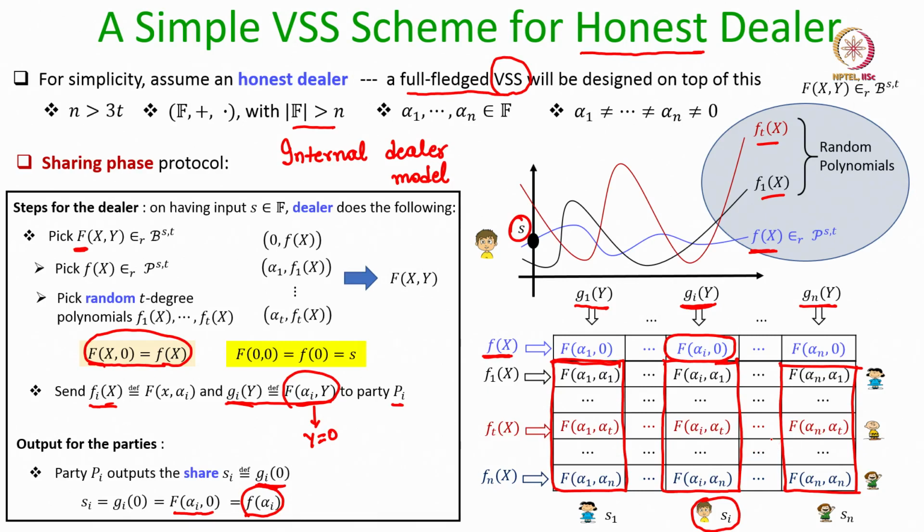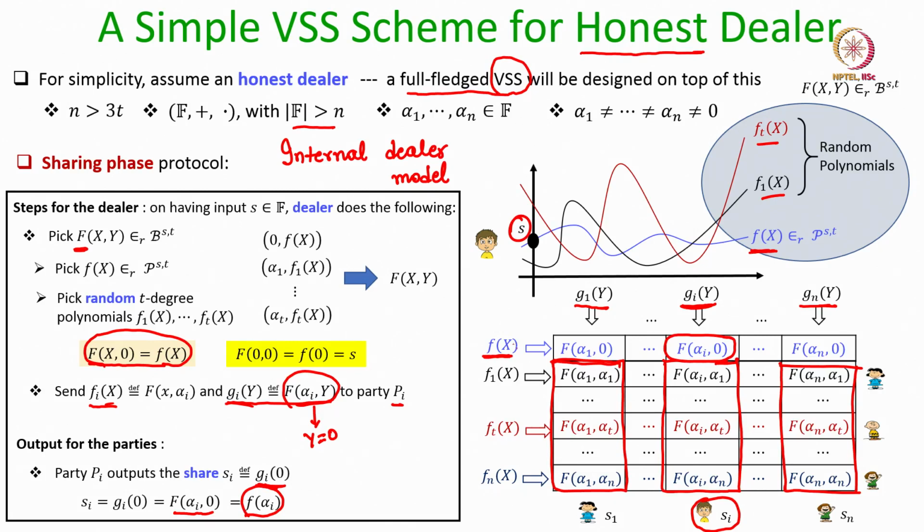The first party would have directly received f of alpha 1 as the share from the dealer, the second party would have directly received f of alpha 2 as the share, and so on. But now they are not directly given f of alpha 1, f of alpha 2 respectively, but rather g 1 of y, g 2 of y, g i of y, g n of y, which implicitly have those shares as they would have been computed in an instance of Shamir secret sharing protocol.